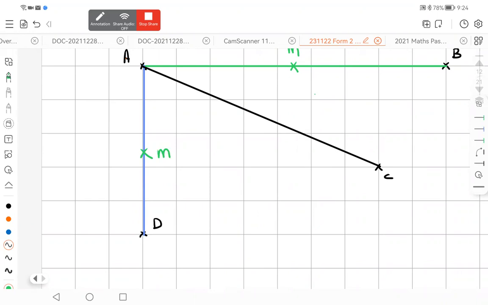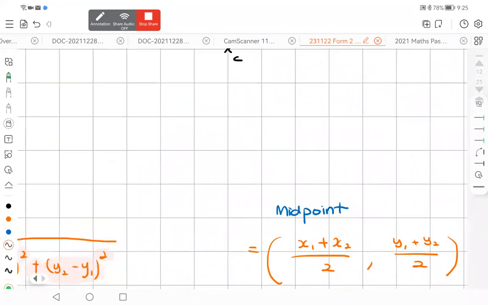So for AC, we cannot just count. How to count 1 box, 2 box, 3 box? Cannot. And then we have to apply the formula. Midpoint: x1 plus x2 over 2, comma, y1 plus y2 over 2. Midpoint, point means coordinate. That's why your answer must be in bracket form. Unless they ask you what is the value of x, then you no need to write in bracket form. Only when they ask you to find the midpoint, the coordinates, then you have to leave your answer in bracket form.